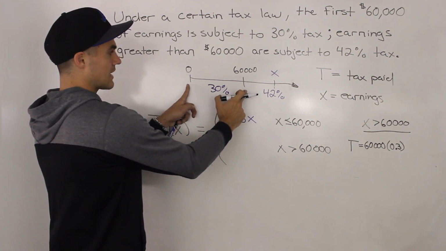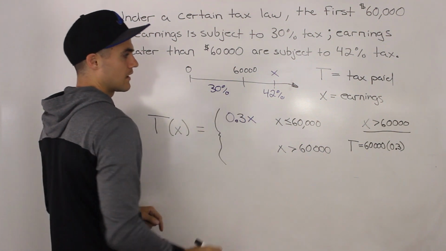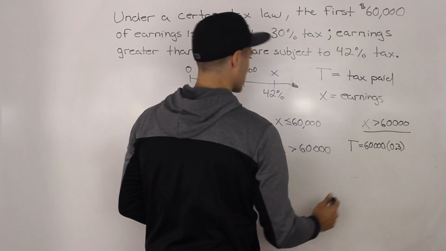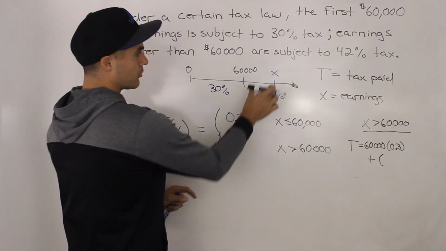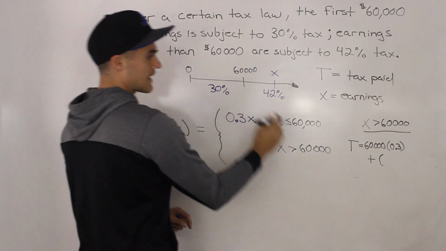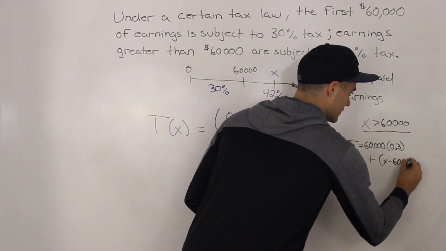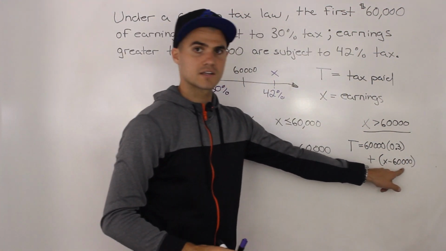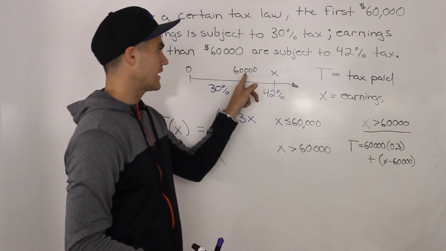Right? That first 60,000, we're definitely paying 30% tax on that. And then what's going to happen, I'm kind of running out of room here, so I'll just continue it down here, is that the portion of the earnings above 60,000, so let's represent that as x minus 60,000.